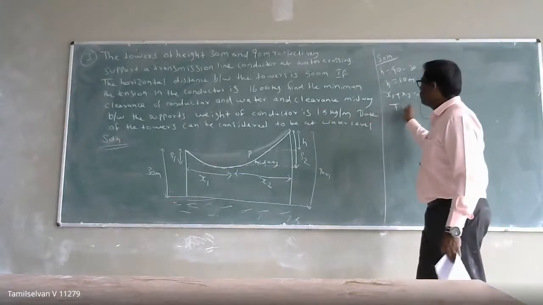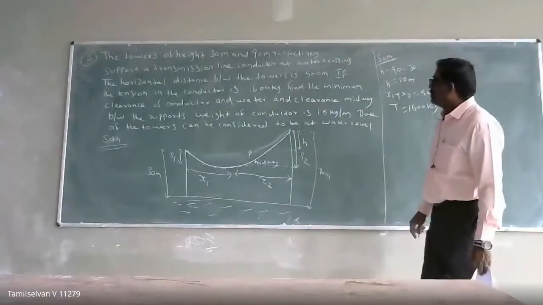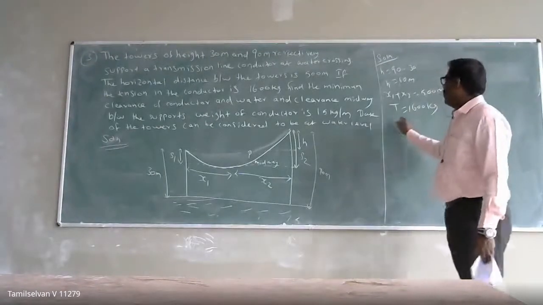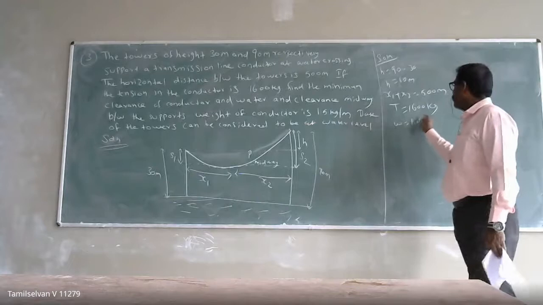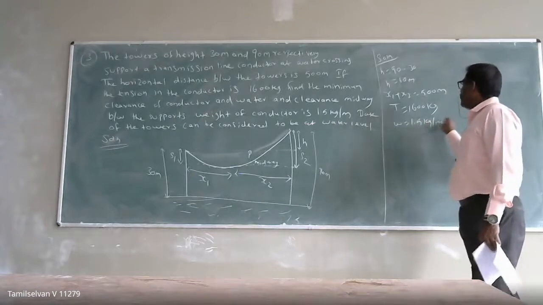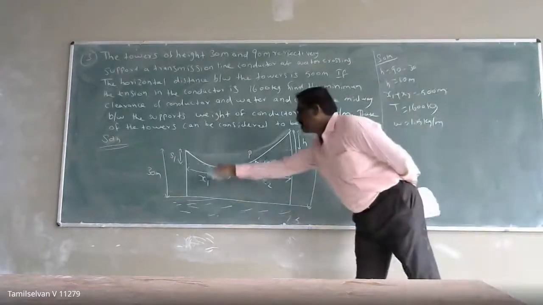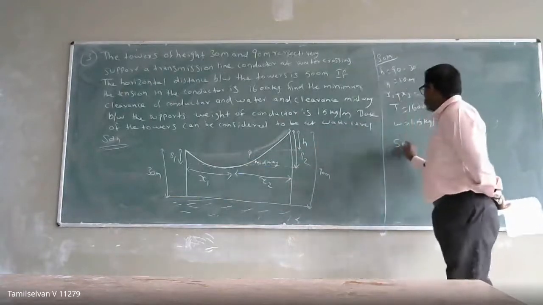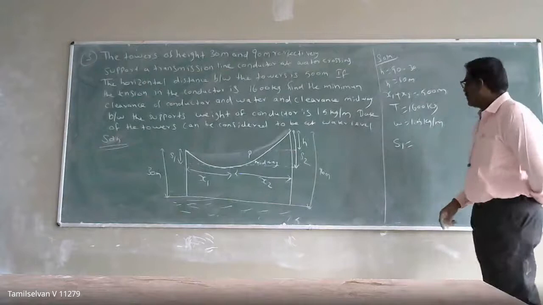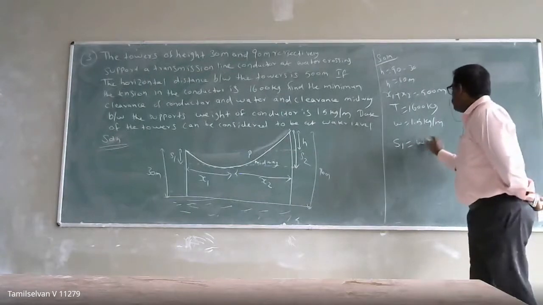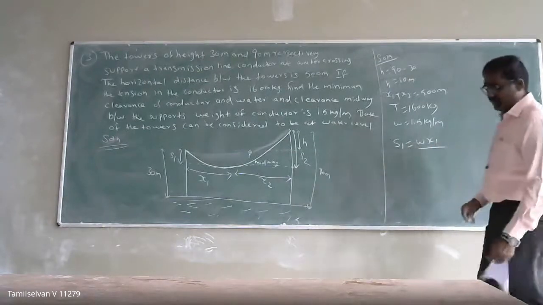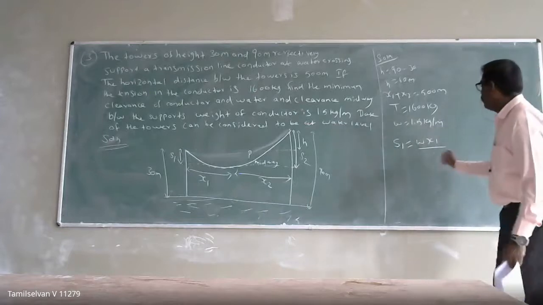The tension is given as 1600 kg, and the weight is given as 1.5 kg per meter. So we know S1 is the sag at the first support, S1 is W into X1 by 2T. It will be X1 by 2T.